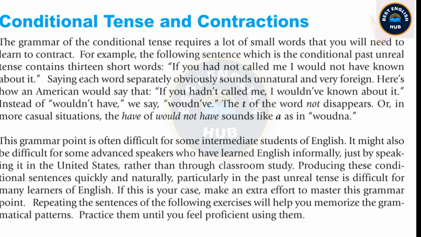Instead of wouldn't have, we say wouldn't have. The T of the word not disappears. Or in more casual situations, the have of the word would not have sounds like "a", as in wouldna. This grammar point is often difficult for some intermediate students of English. It might also be difficult for some advanced speakers who have learned English informally just by speaking it in the U.S. rather than through classroom study.